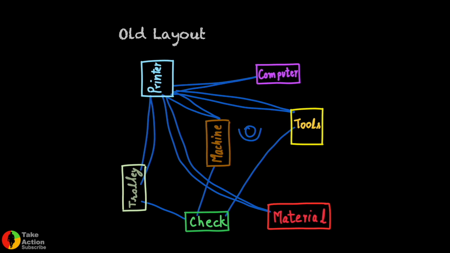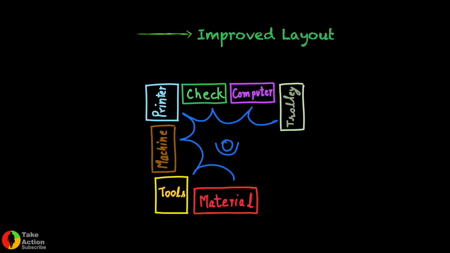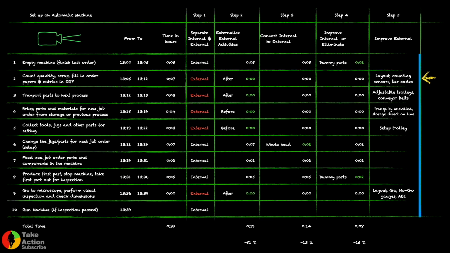And if we optimize the layout, maybe it's much easier for the operator to do it very quickly and move from one station to another and save a lot of time. Another idea could be that we use barcodes.